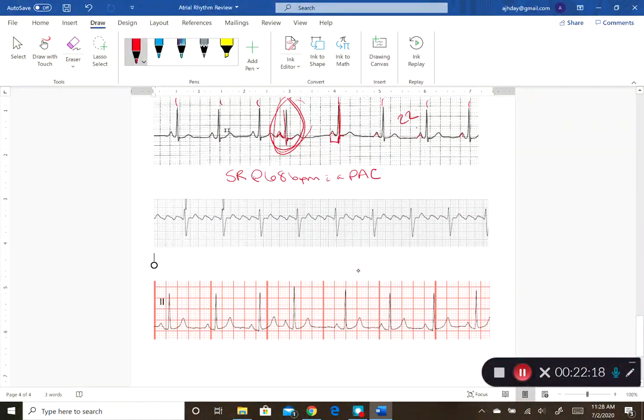All right, looking at this next one. Right off the bat, I do see that it is regular. I also see that I have these flutter waves. When I'm looking for my P waves, I note that I have 1, 2, 3, 1, 2, 3, 1, 2, 3. I have 3 P waves for every QRS complex, and I can tell they're flutter waves because they all look pretty much the same. They're all the same shape. So this is going to be atrial flutter.